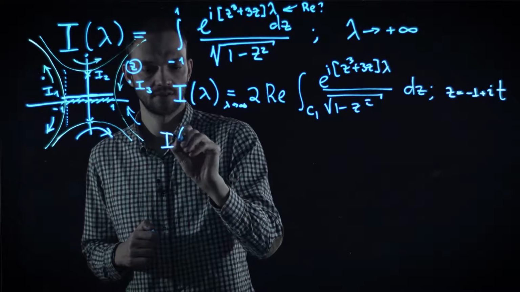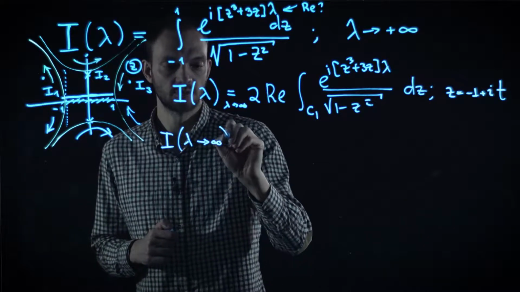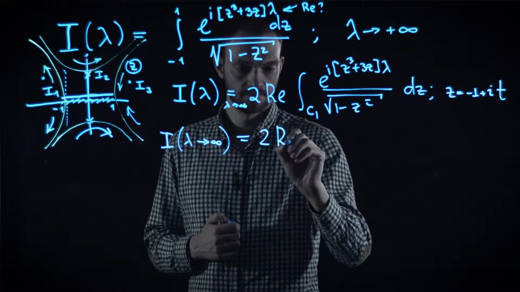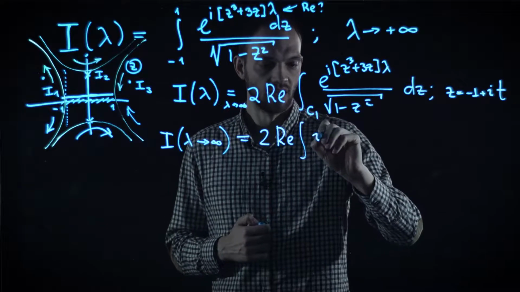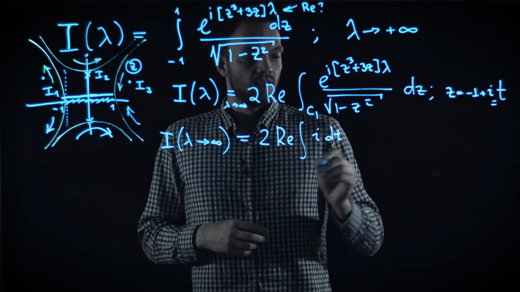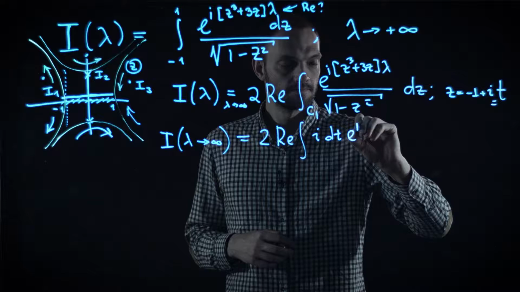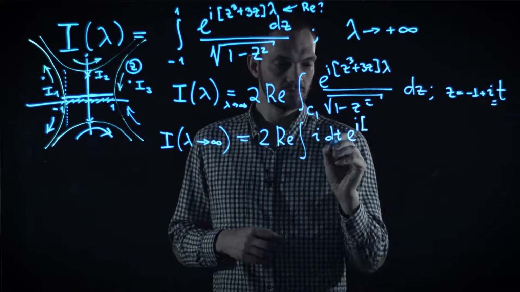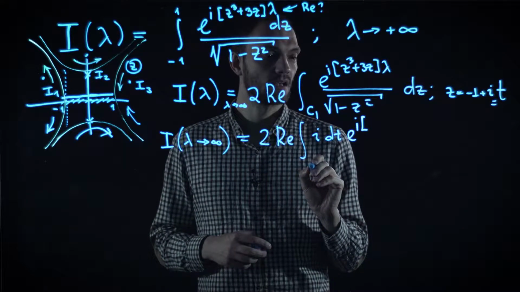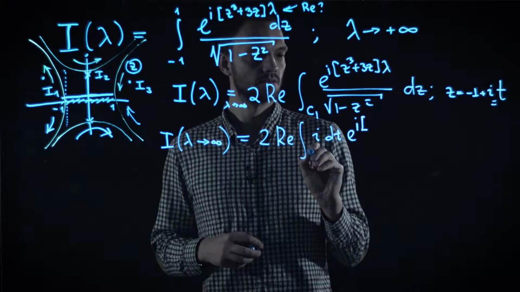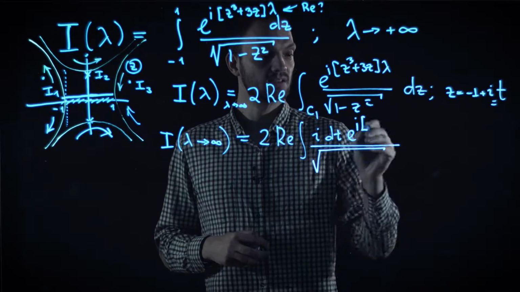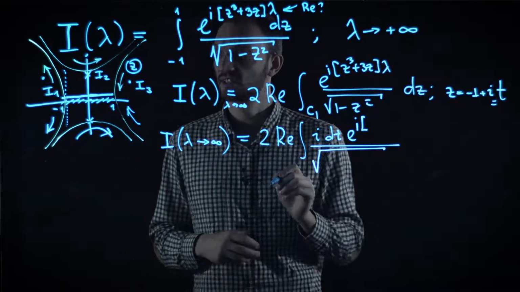So finally, the expression for the dominant asymptotic contribution becomes two times the real part of the integral of I dt. So this I comes from the change of the integration measure. Here we go with the exponent. We'll write it down in a second. In addition, there is a square root in the denominator. Let us start from the explicit evaluation of what stays in the exponent.